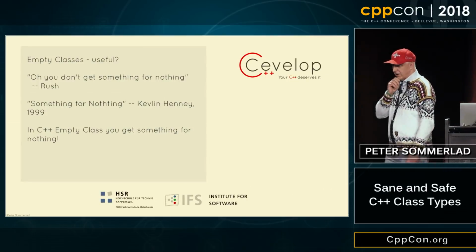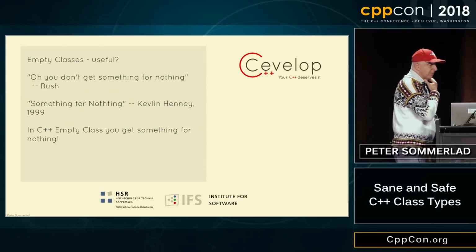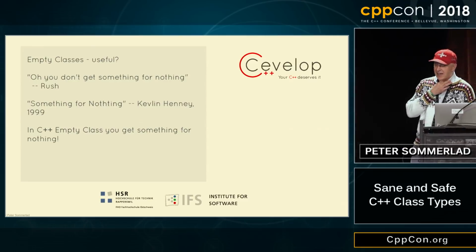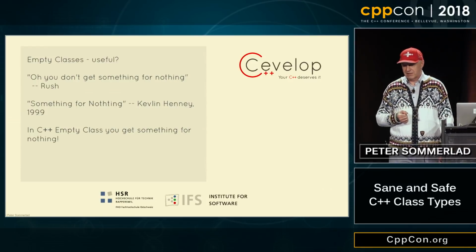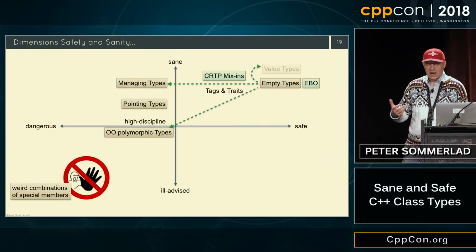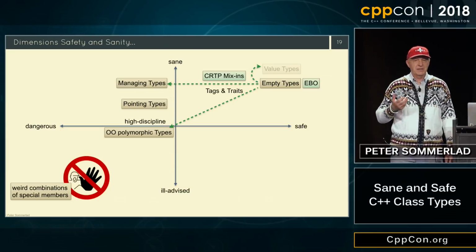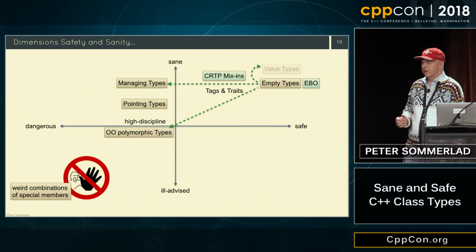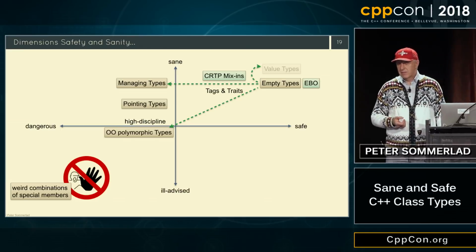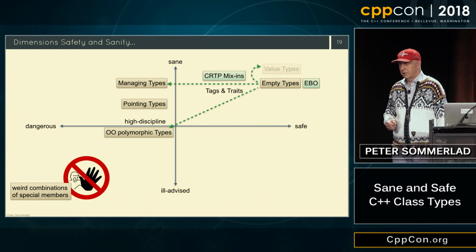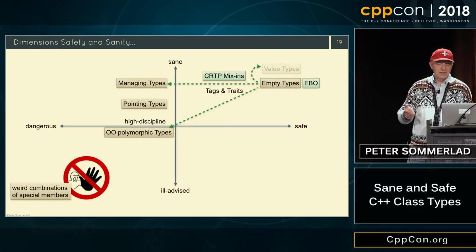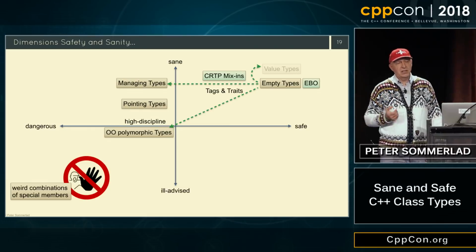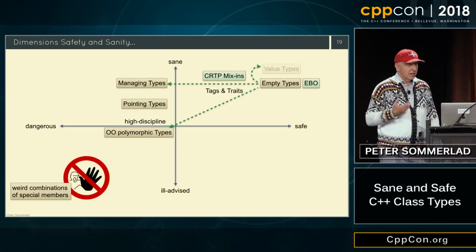Now, empty classes. I said, okay, they might be in the same quadrant as value types. There are things like you don't get something for nothing, or you get something for nothing, Kevlin Henney. And in C++, with empty classes, you can actually get something for nothing. Considering safety, usually empty types can't go wrong because there's no data, nothing to lose, and that typically works. And you use them very often in combination, for example, to create better value types by mixing in the curiously recurring template pattern idiom into value types or other types. You get that mix-in, you get empty base class optimization, so your types don't grow arbitrarily. Sometimes they are even used for empty base class optimization to make types smaller and more efficient.